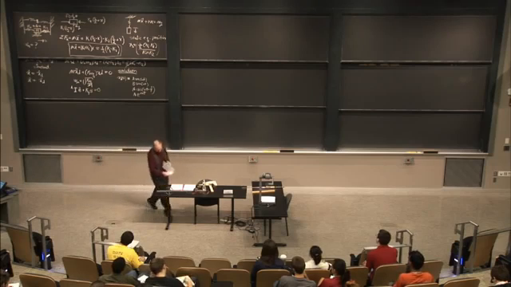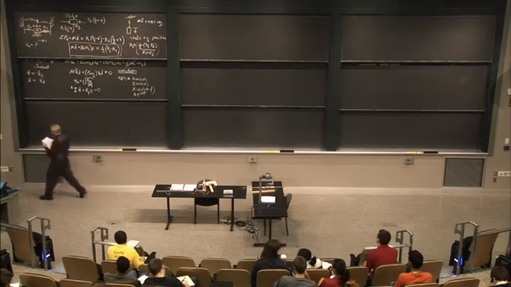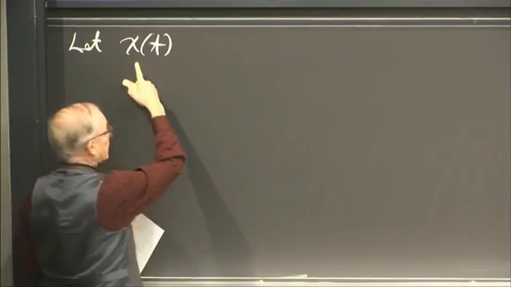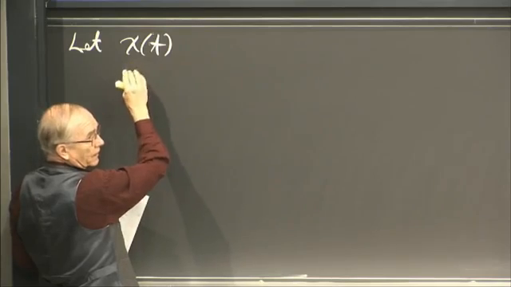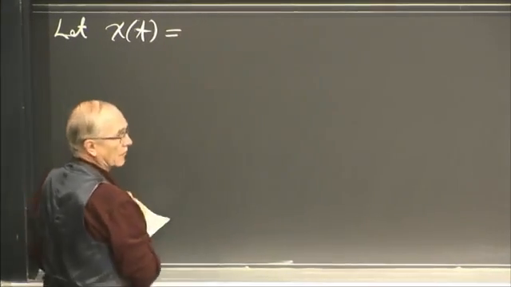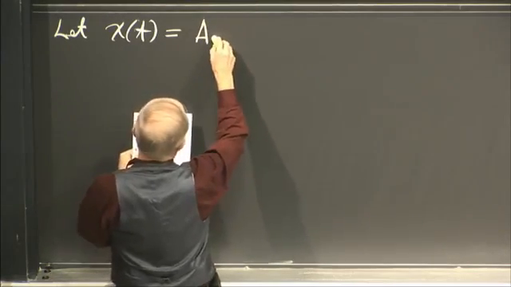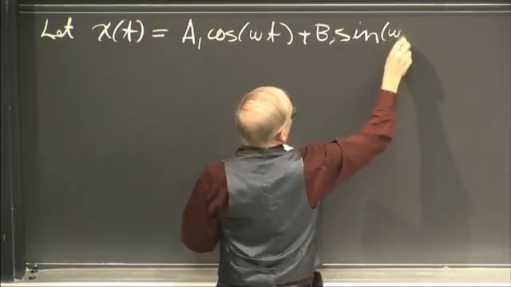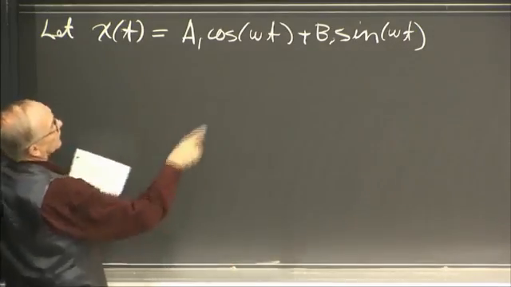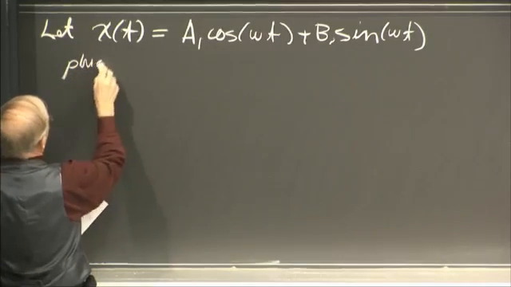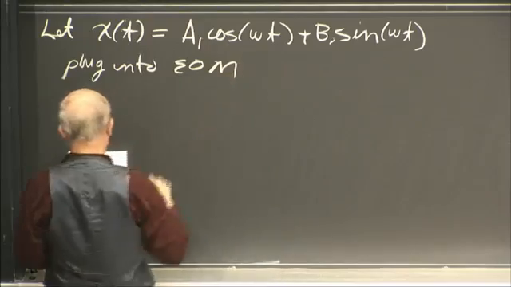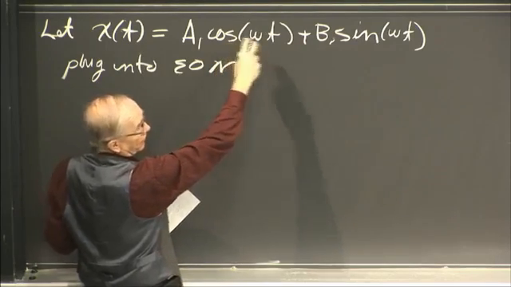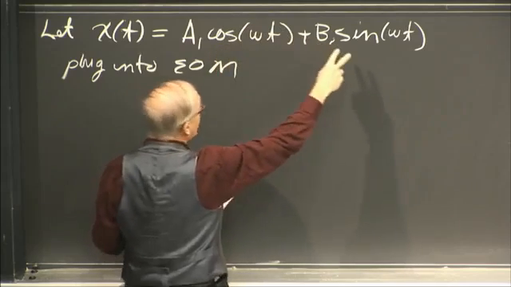And I'm going to stop writing the S sub d here. This is now my position from the equilibrium point. So x of t, I'm going to say let it be an A1 cosine omega t plus a B1 sine omega t. I'm going to plug it into the equation of motion. x double dot requires you to take two derivatives of each of these terms. Two derivatives of cosine gives you minus omega squared cosine. Two derivatives of sine, minus omega squared sine.